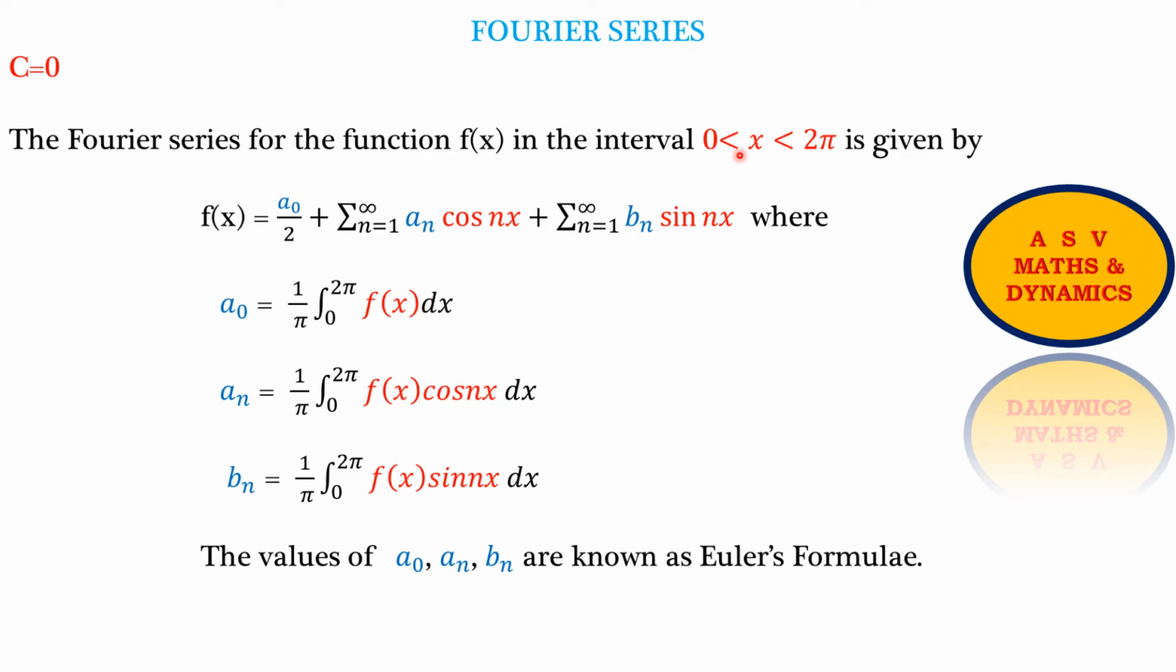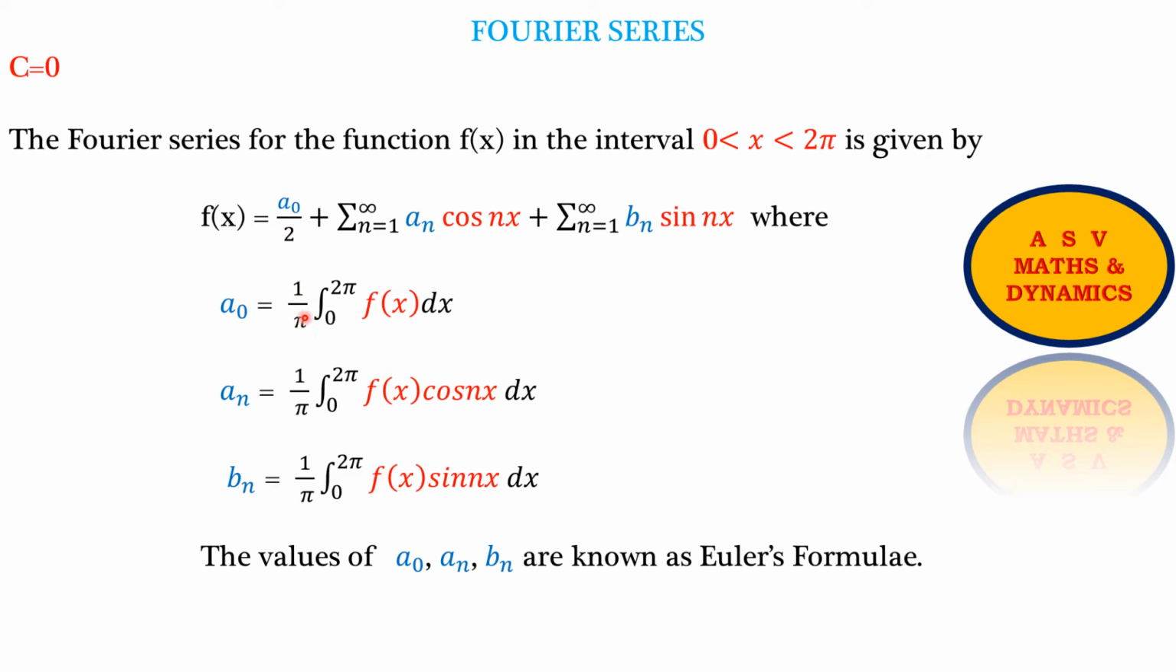Another, the interval is changed. When you substitute c is equal to 0, you can get the interval like this: 0 less than x less than 2π. At the same time f of x is equal to a naught divided by 2 plus summation n equal to 1 to infinity a n cos nx plus summation n equal to 1 to infinity b n sin nx. This is common for all the intervals, but only the Euler coefficients change.